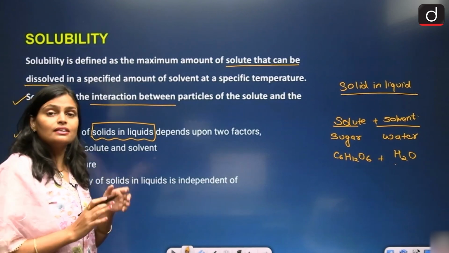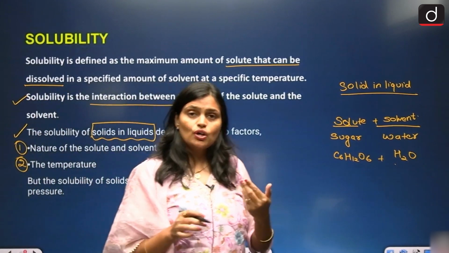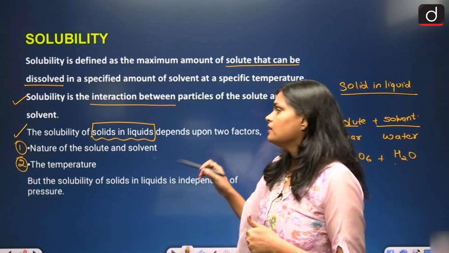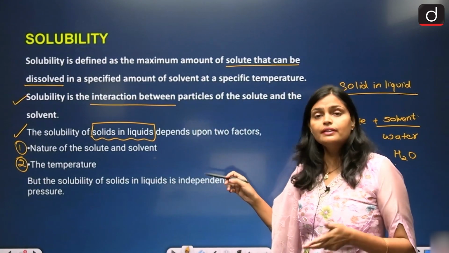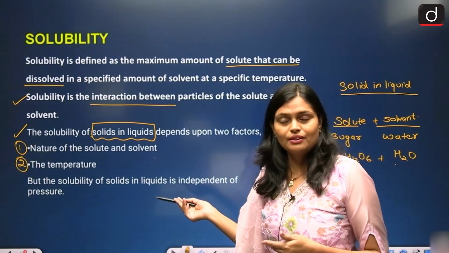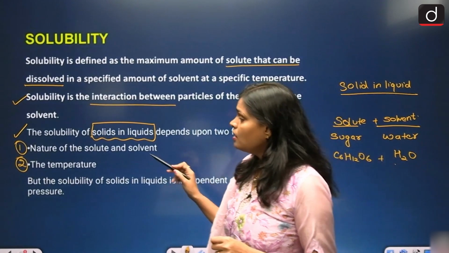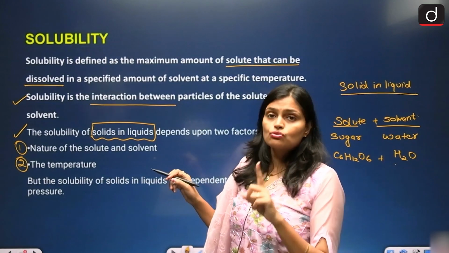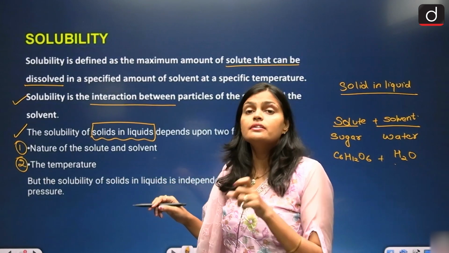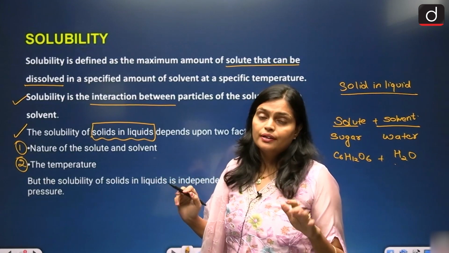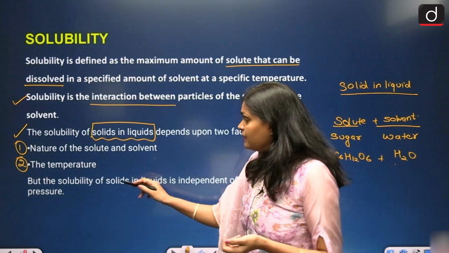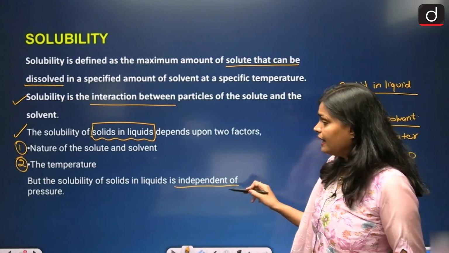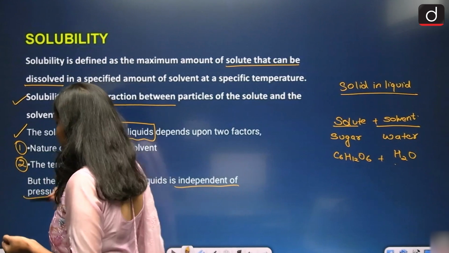So basically, the solubility of any solid in a liquid depends upon two factors. Number one is the nature of solute and solvent. Number two is the temperature. All right. Again, the solubility of a solid in a liquid does not depend upon pressure. Please remember, the solubility of a solid in a liquid is independent of pressure.